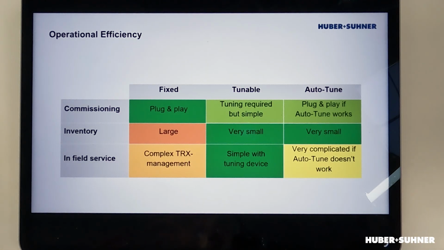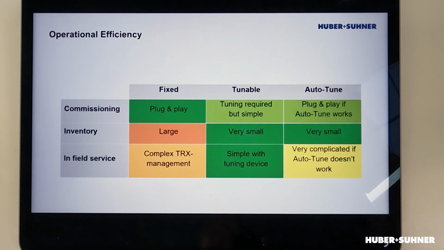Now, the idea of the auto-tune transceiver is to get rid of the necessity of a tuning box. So you plug them in and they automatically tune themselves. That means that the inventory is also very small, but the auto-tune functionality itself, ironically, is also the biggest downside, because the tuning process requires a certain amount of time, and it's not a fixed amount of time, it's a variable amount of time, so it can take a couple of seconds up to minutes.